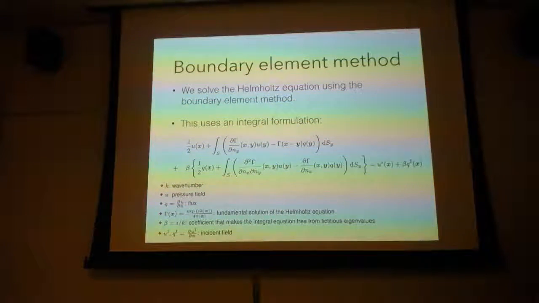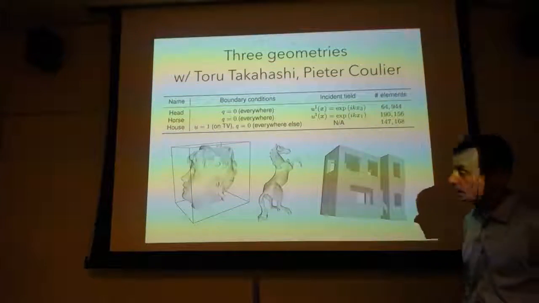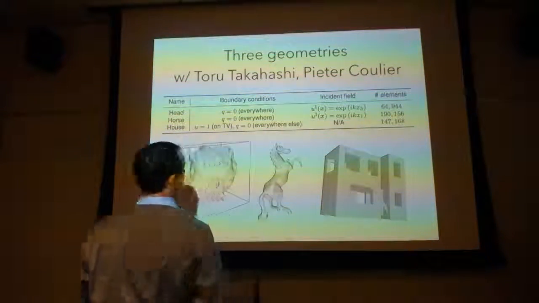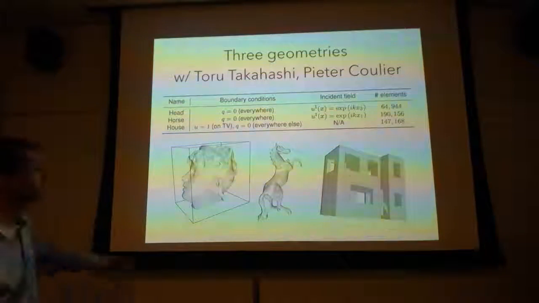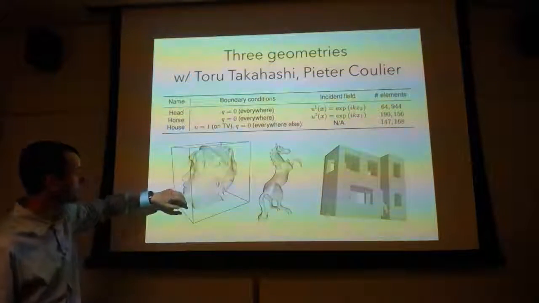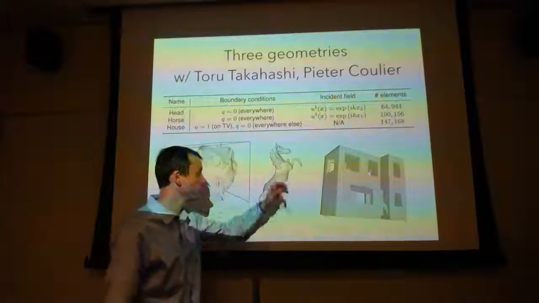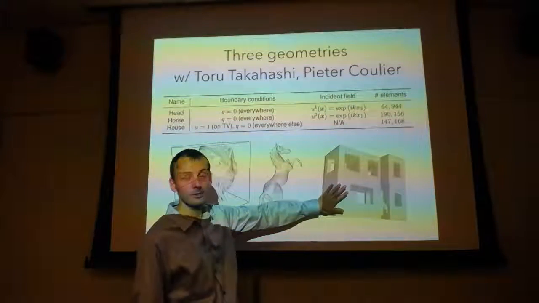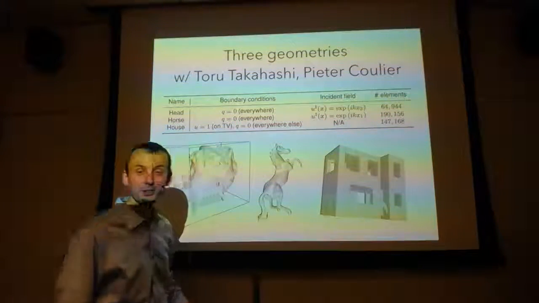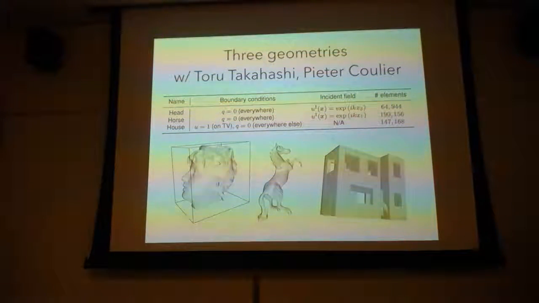So this is a collaboration with Toru Takahashi at Nagoya University and Peter Coulier, who's a postdoc in my group at Stanford. We have these three problems. Head problem, so some random geometries. Horse problem here, a TV, very important problem. You're watching TV in your house. So how do the acoustic waves propagate through your house? Is it bothering your neighbors? You have to close your windows. So this is the type of problem we're solving.